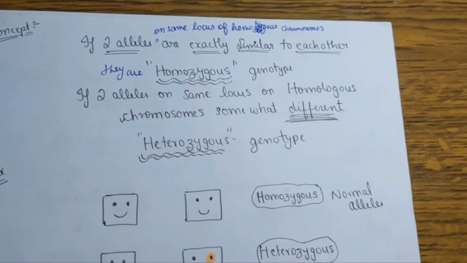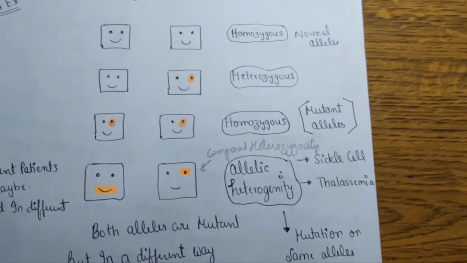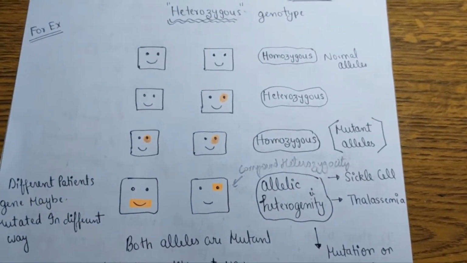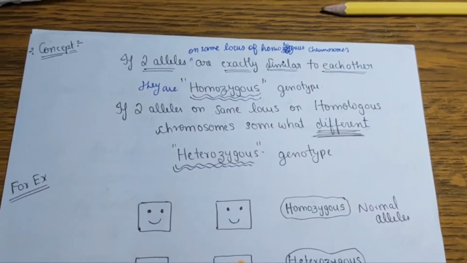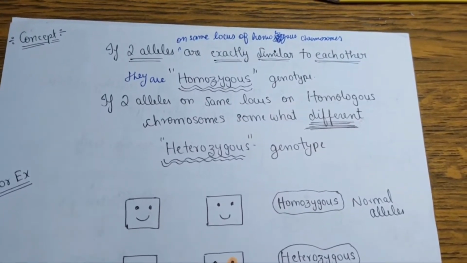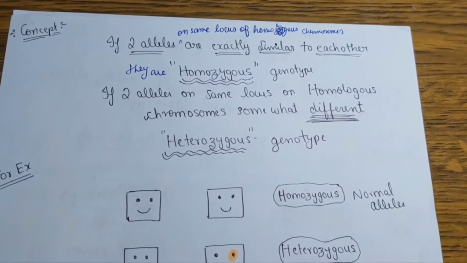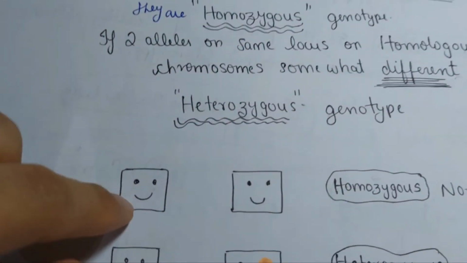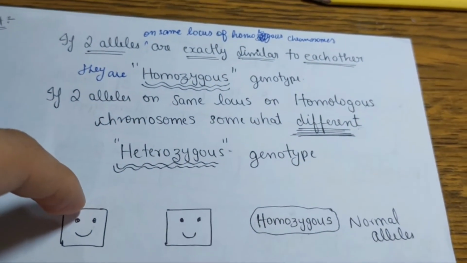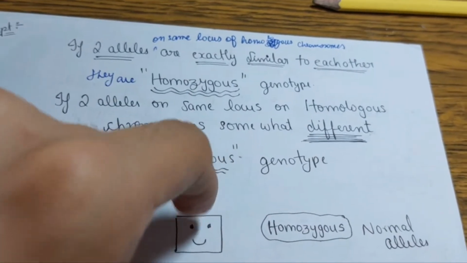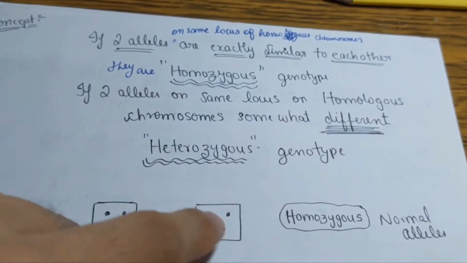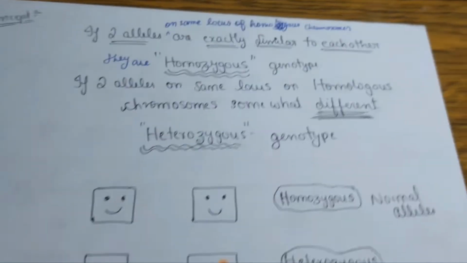Now we are going to see the concept of homozygous genotype, heterozygous genotype, homozygous mutant allele genotype, and allelic heterogeneity genotype. So if two alleles on the same locus of a homologous chromosome are exactly similar to each other, they are called a homozygous genotype. For example, these are two alleles on the same locus of homologous chromosomes, maybe chromosome number 5, paternal and maternal, and they're exactly similar. So they are called a homozygous genotype.